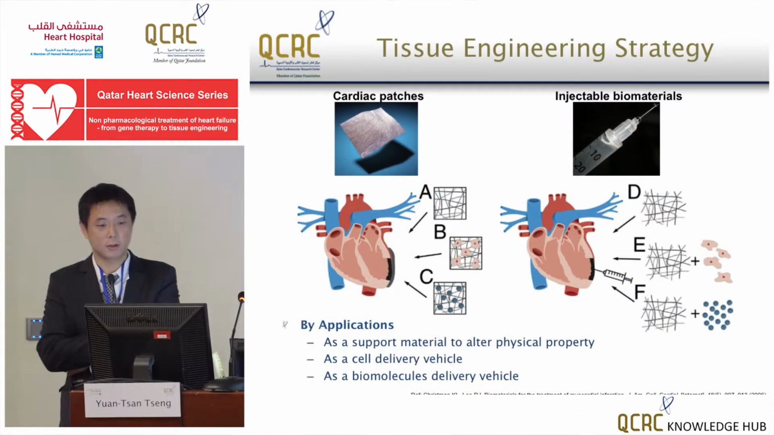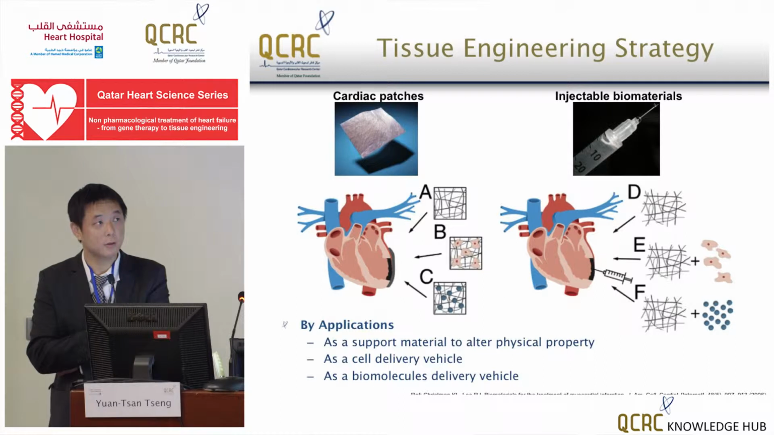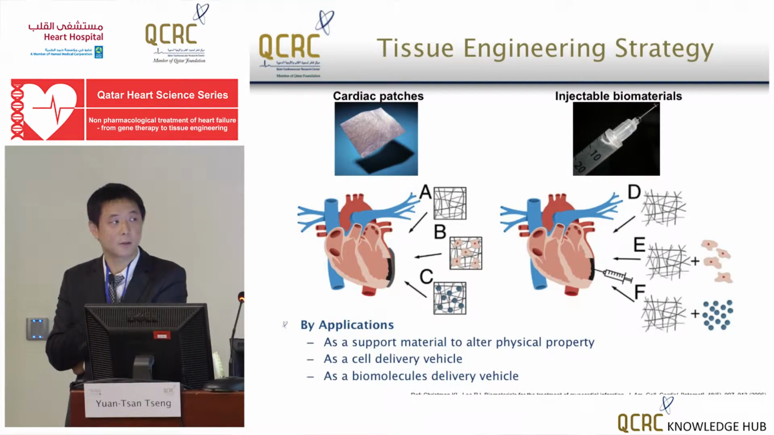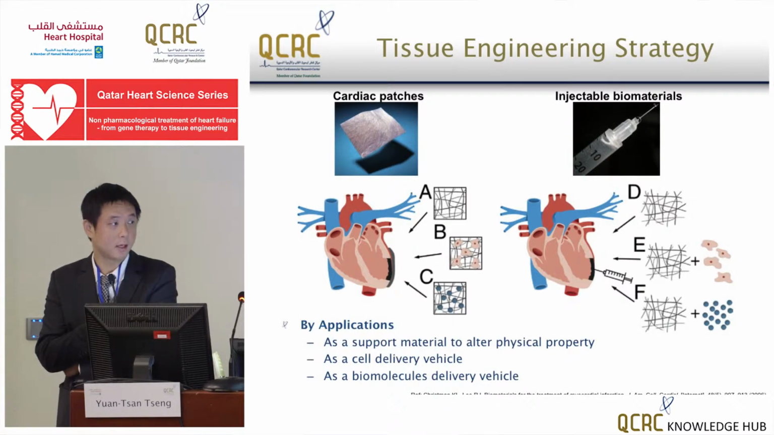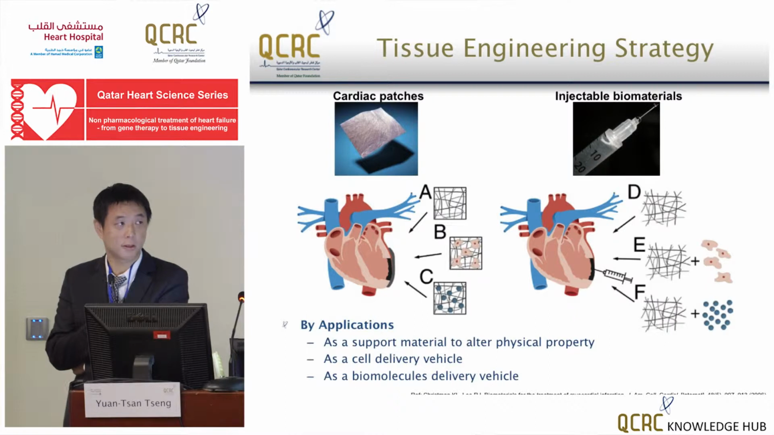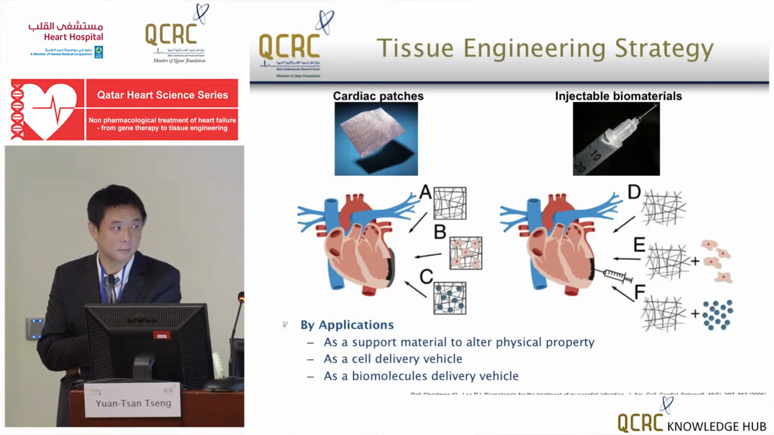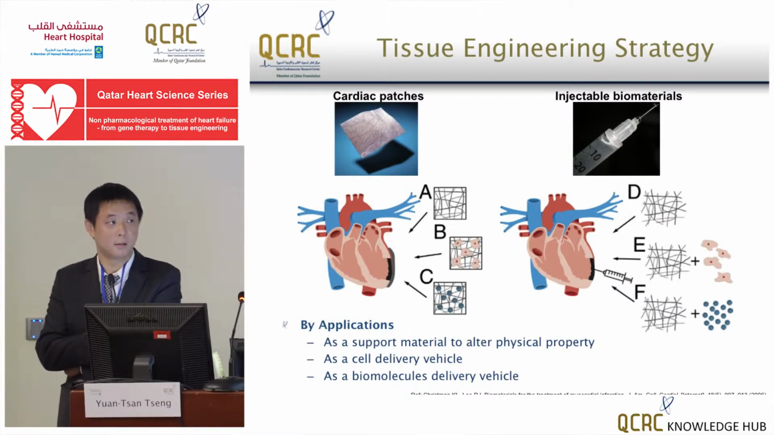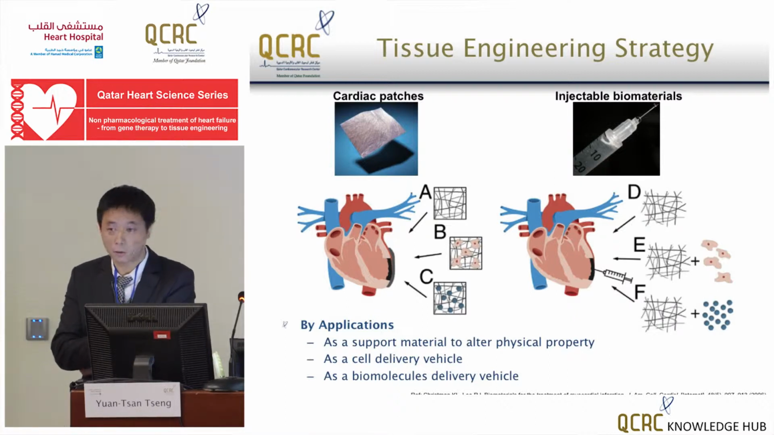So what are the current tissue engineering strategies? We have the use of a cardiac patch or full graft, and the use of injectable biomaterials. These are mainly for three applications. You can use them as supporting materials, with direct use of the scaffold or the biomaterials. Or you can use them as cell delivery vehicles, delivering stem cells or cardiomyocytes, depending on the choices. Or you can use them as biomolecule delivery vehicles, so it could be mRNAs, as mentioned by Despina yesterday, gene therapies, growth factors, etc.